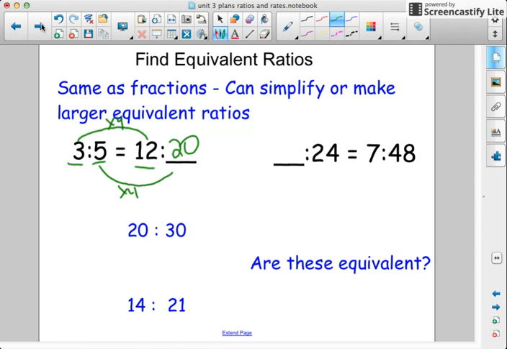I can work backwards as well. So to go from 48 to 24, I could divide by 2. So to go from 7 to this, I would divide by 2. I would get 3.5. So you can have decimals as well.